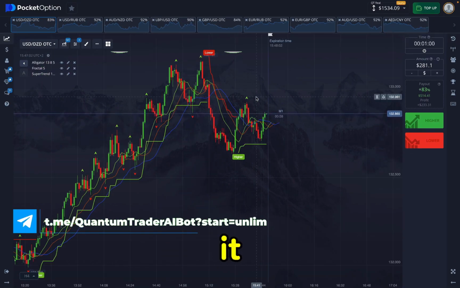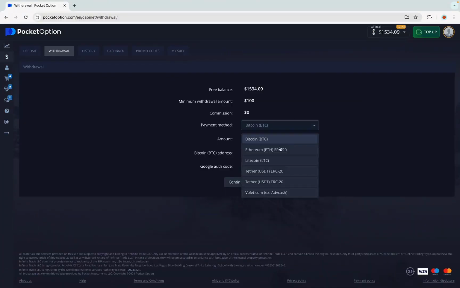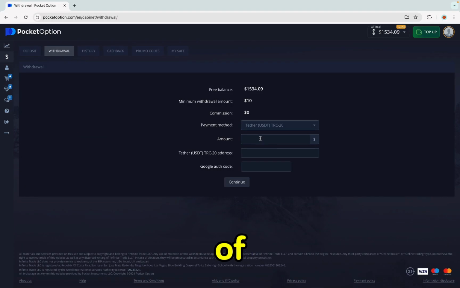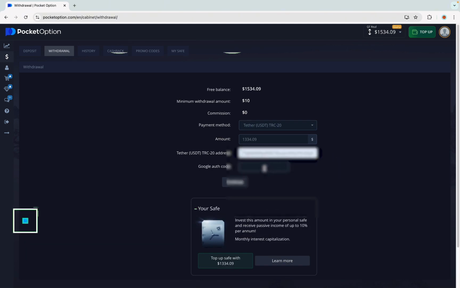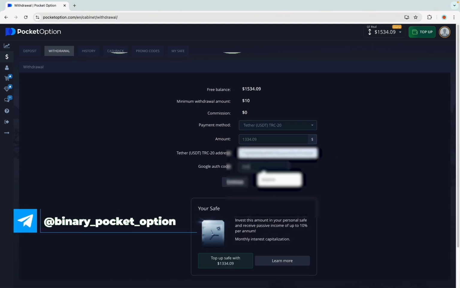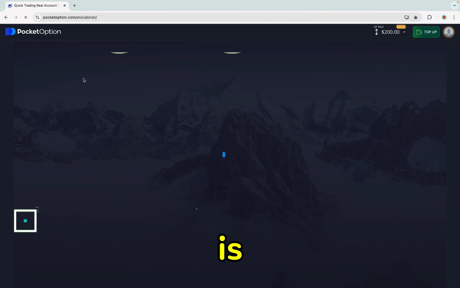Let's fix it and go to the output tab. The sum of today's profit will be $1,334. The withdrawal operation is executed. This is the trade for today.